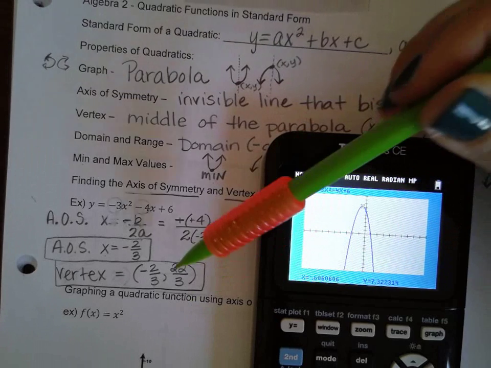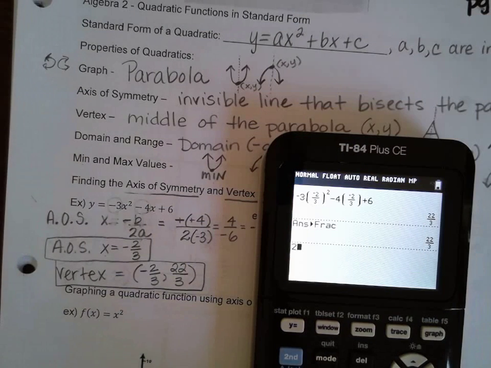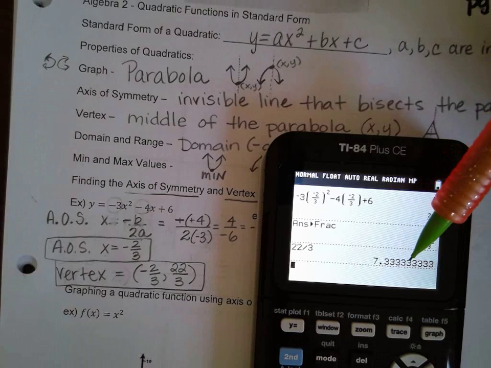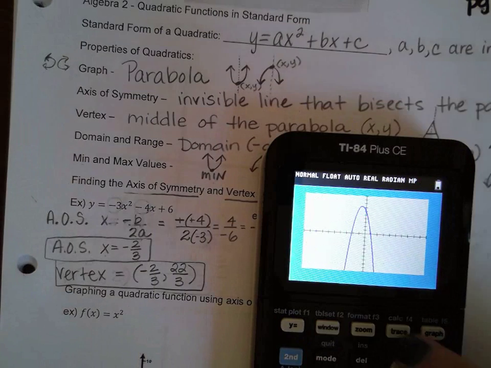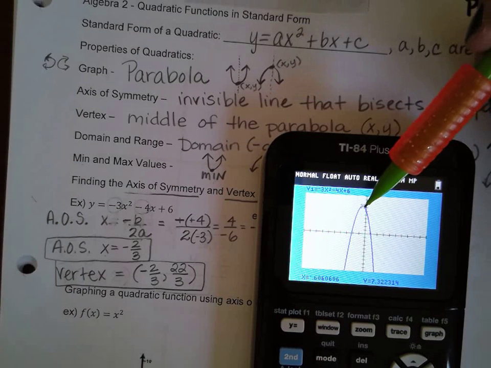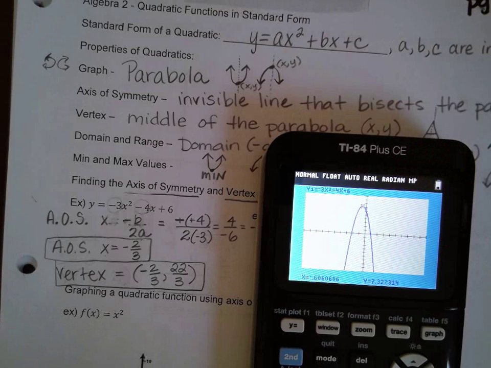Now if you divide out 22 over 3 in your calculator, there's 7.33, so we're pretty close. 7.33, 7.32. There is your vertex. So there's ways that you can check your answers to make sure that you're on the right track and you didn't make an arithmetic error. But that's what that means when you're finding those answers.